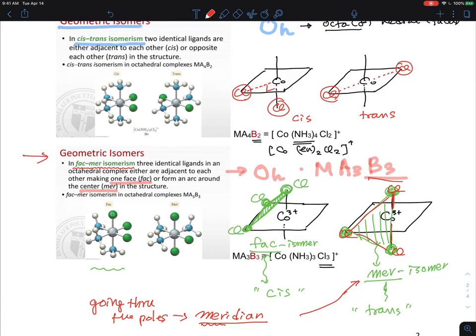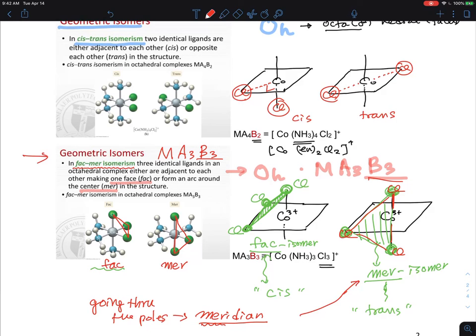And this is a slide that you guys can find when you have essentially a metal with A3B3, because of the three ligands, how they are geometrically put in when they form these octahedral complexes. They can be on the same side, just like here, or they can go through the pole, and they can form this plane. This is what we call FAC. This is what we call MER.